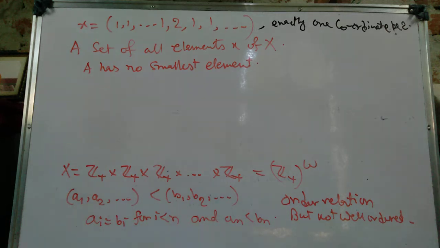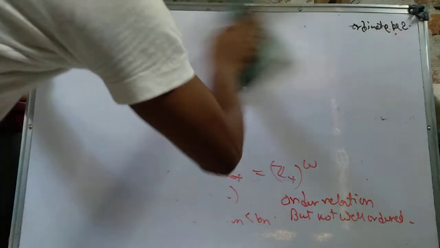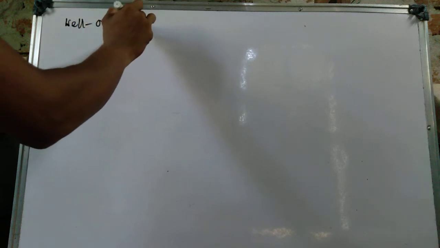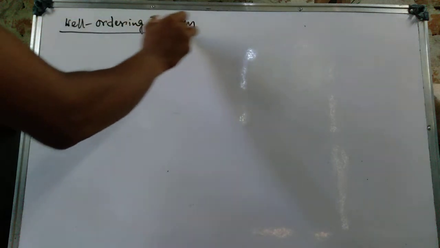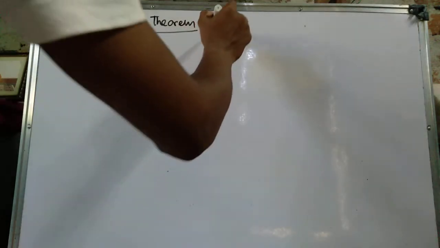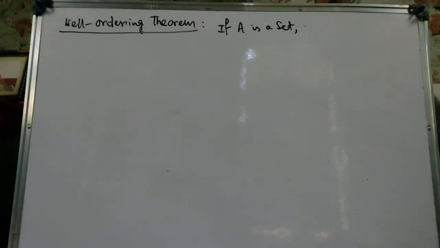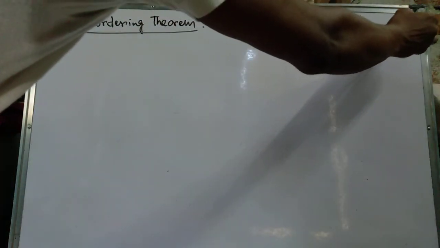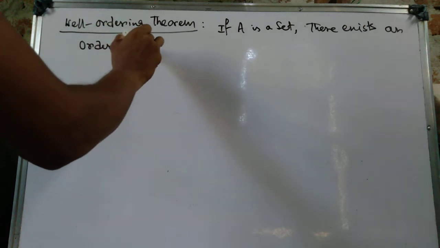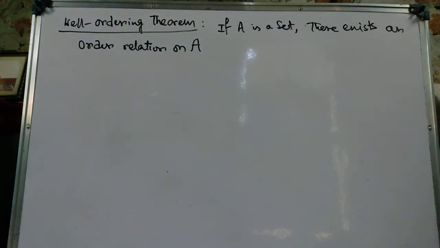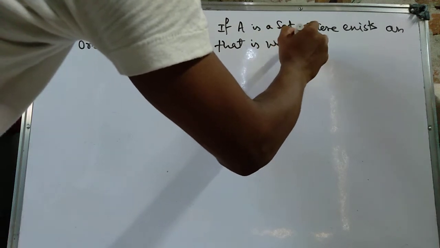Now we are discussing the well ordering theorem. If A is a set, there exists an order relation on A that is well ordered.